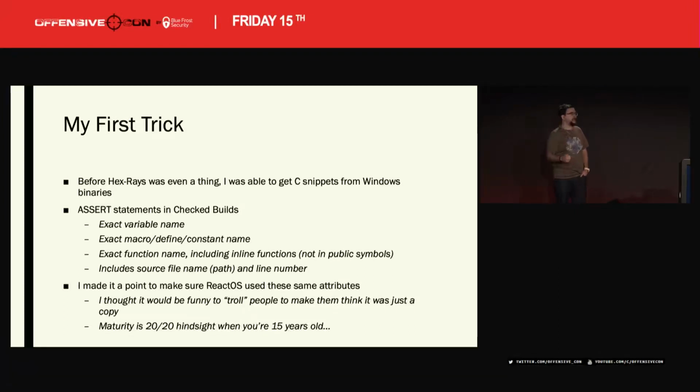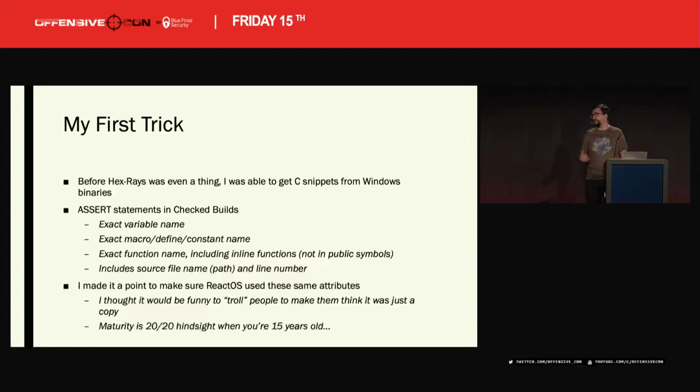And so when I worked on ReactOS, I thought it'd be really funny to just troll people as much as possible, using the assertions to make sure every ReactOS file name matched the Windows file name, every local variable matched, because I was 15 years old and I thought that was really funny to troll people that way. Obviously, people were really upset, like, okay, so you're basically just begging to get sued at this point. Even though these are public strings, right, it makes it look like something shady is going on.